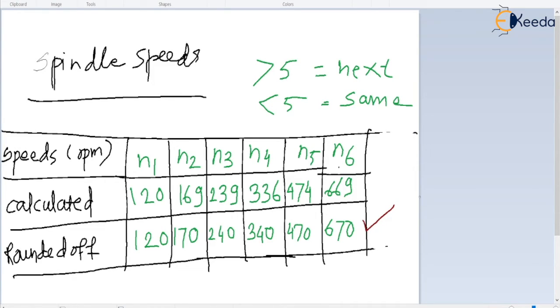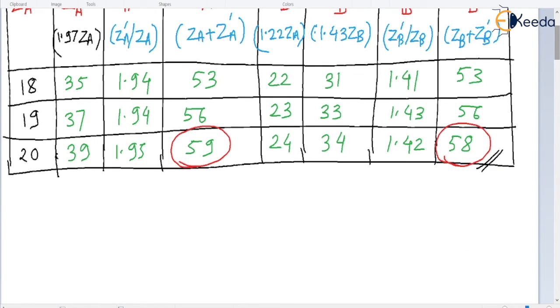So as per that, 120 is equal to 120, 169 becomes 170, 239 becomes 240, 336 becomes 340, 474 becomes 470, and 669 becomes 670. In the next video we will start with the number of teeth and deviation chart. There is a deviation in stage 1, and there is no deviation in stage 2.